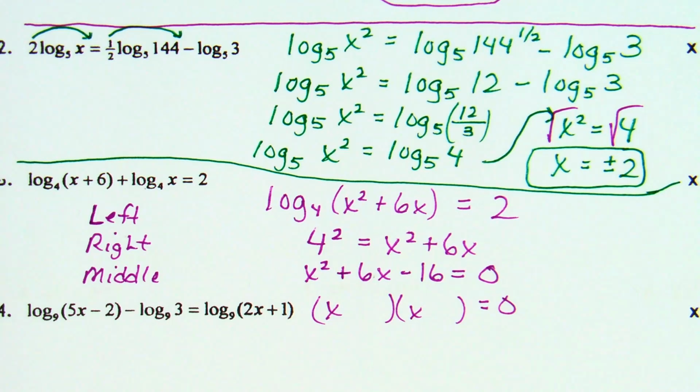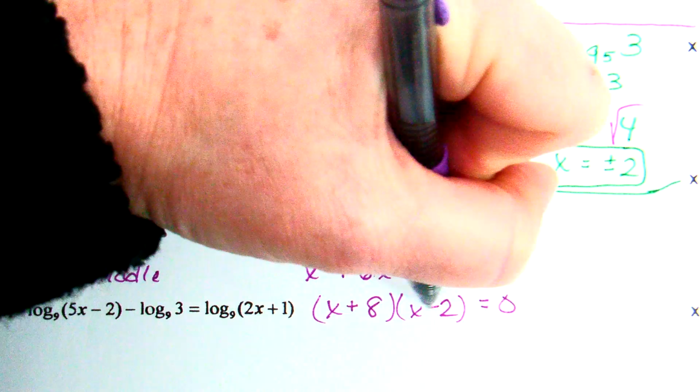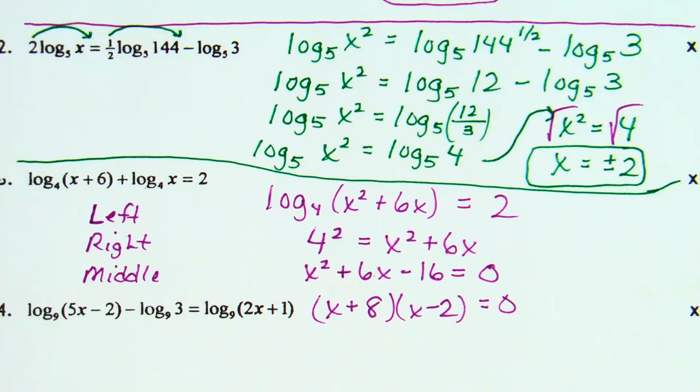X squared breaks up into x and x. Multiplying to be negative 16, adding to be 6, is a combo of 8 and 2, plus 8 minus 2. Okay, we're not done right here.